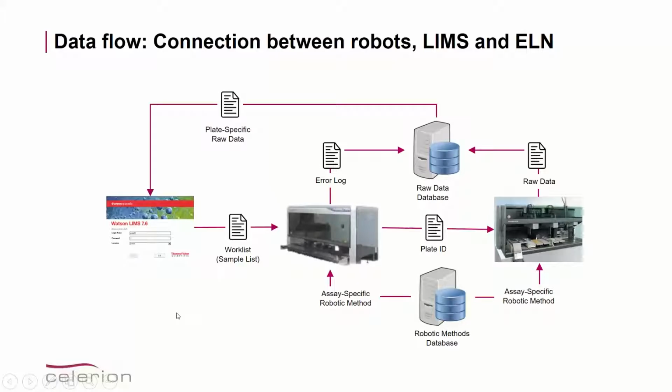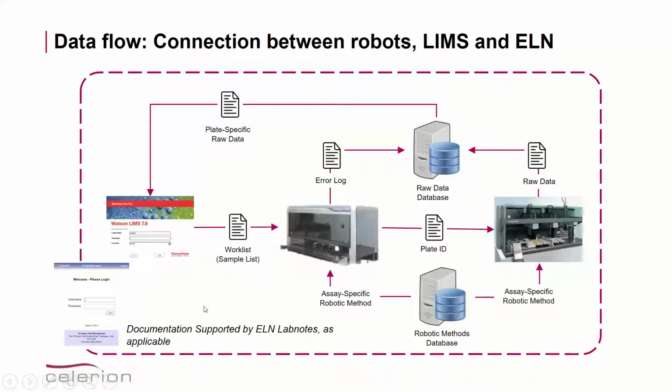For the evaluation of raw data in Watson, both output files are used, and here we go back to the beginning. Samples with pipetting errors are excluded from the evaluation, and the plate-specific raw data is imported to Watson where the regression is made. The documentation of all the associated processes described here is supported by our electronic laboratory notebook, Lab Notes.